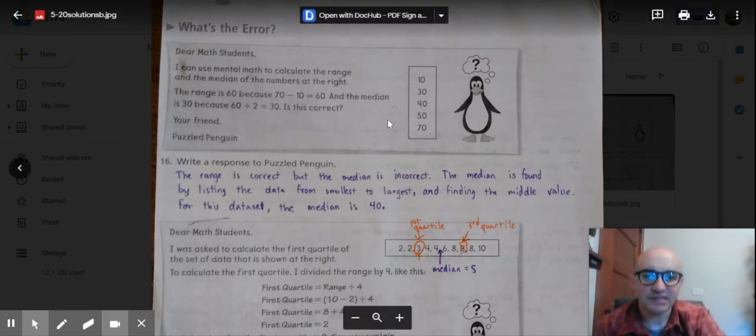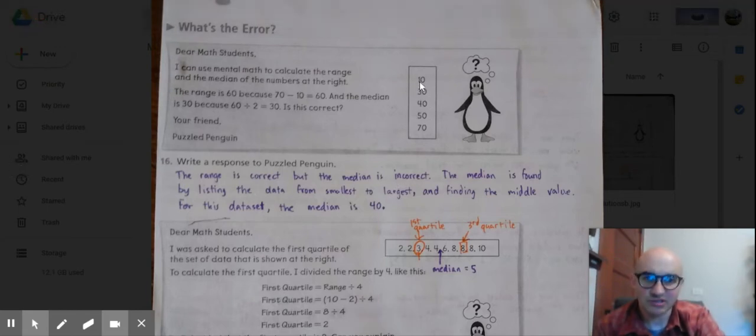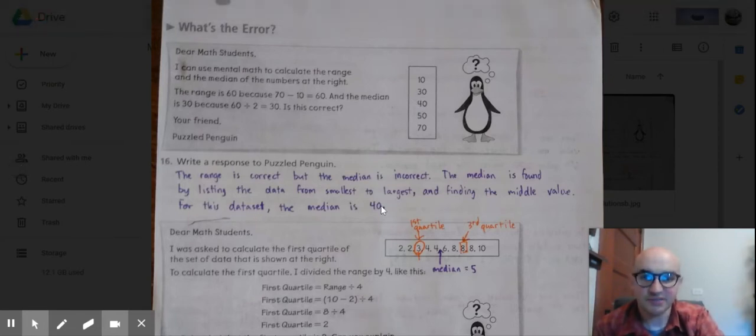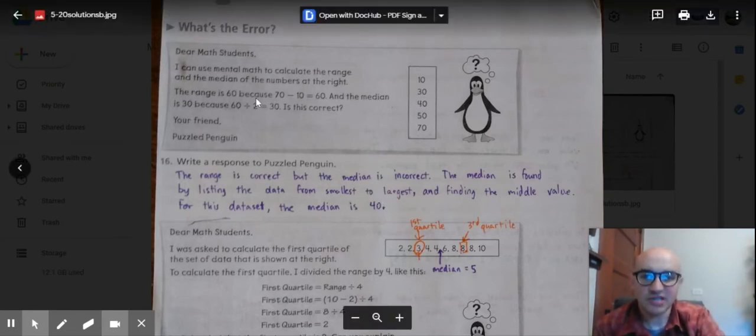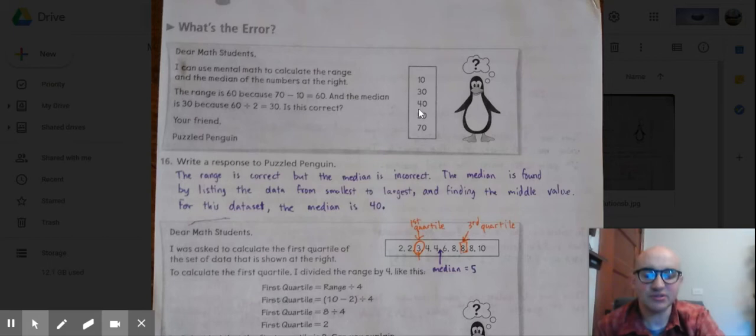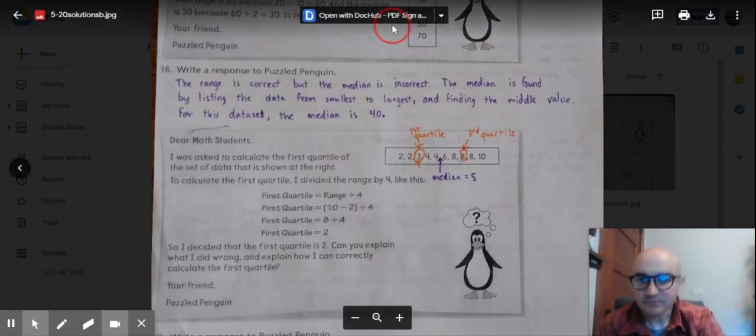The median is found by listing the data from smallest to largest, which is already listed here, and then finding that middle value. So the middle value here, 40, perfect. For this data set, the median is 40. So she's going a little too far with this calculation. I'm not sure what Puzzle Penguin had in her head, but just by listing it, and because there are an odd number of data values in this one, we don't have to calculate anything. It's simply 40. So that's it.